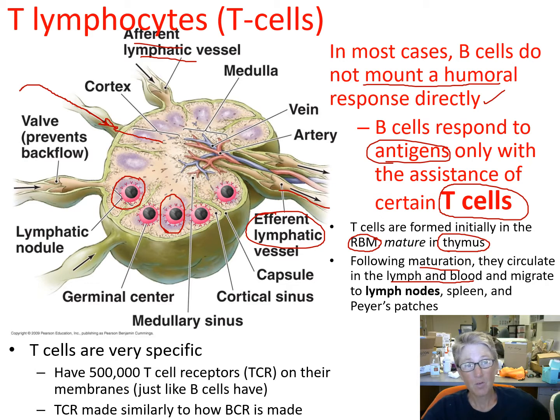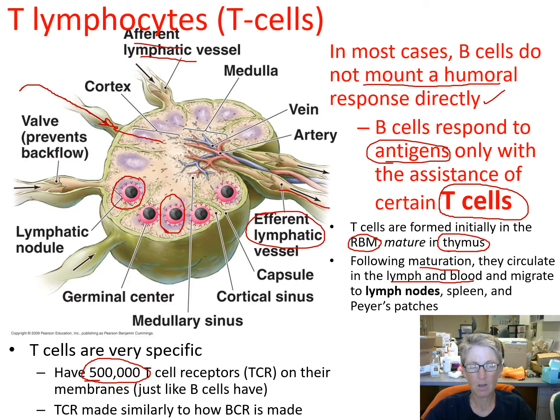T cells are very specific. Again, this is adaptive immunity or specific immunity. So T cells, like B cells, have a very specific receptor in their plasma membrane or their cell membrane, and that receptor can only recognize specific antigen/epitopes. So if you are a single T cell, you can have up to 500,000 identical T cell receptors sticking out of your cell membrane.